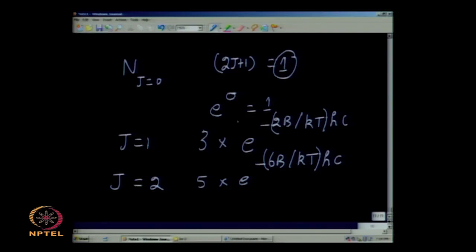But what is important to see is that as the J value increases, the degeneracy factor keeps on increasing, but the exponential factor has this property that exponential minus 2B by kT, minus 6B by kT times hc and so on, seems to decrease. But think about room temperature: what is the value of kT at room temperature?